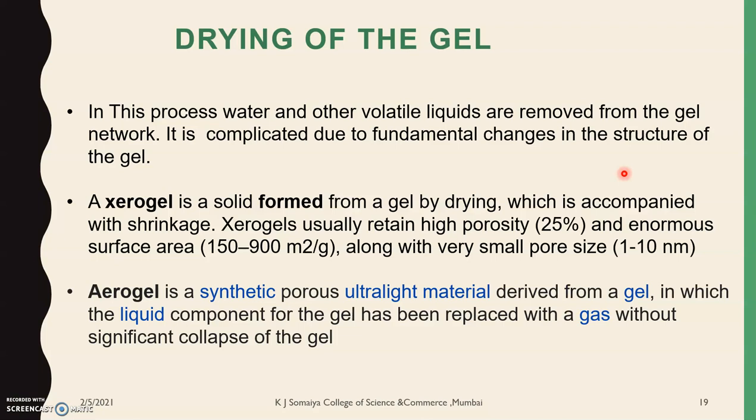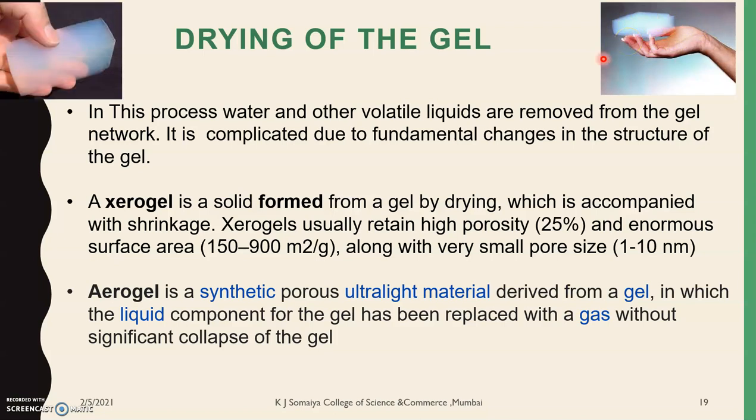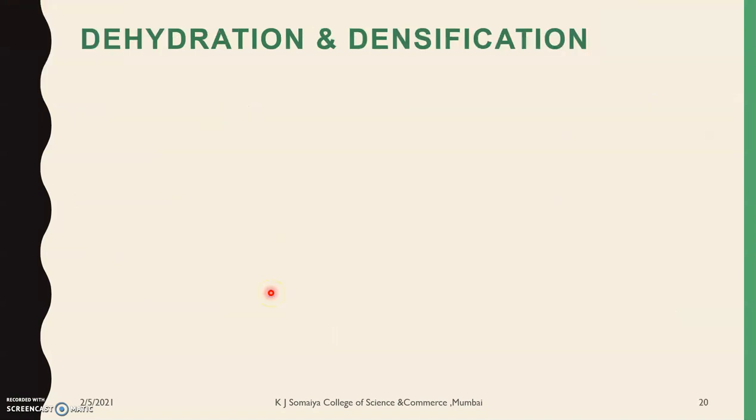So aerogel is a foam-like material. A very light, ultralight material is obtained because in this case the liquid which was there in the gel has been replaced with a gas, without collapsing the gel. You can see the gel is not collapsed, but the liquid is replaced with air, and hence we get an ultralight material. See, very nice thin transparent ultralight materials are obtained.